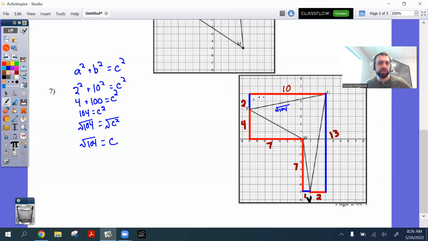Let's move on to the next one. This computer is so slow.